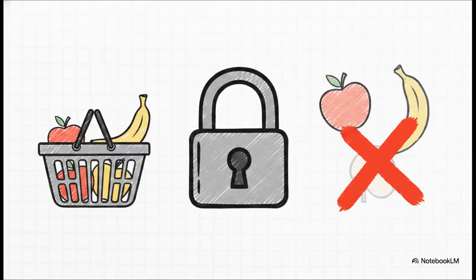Imagine you're at the store with a strict $20 budget. Let's say X represents $2 apples and Y represents $4 bananas. Your first constraint is obvious. Whatever you buy, the total has to be less than or equal to 20 bucks.